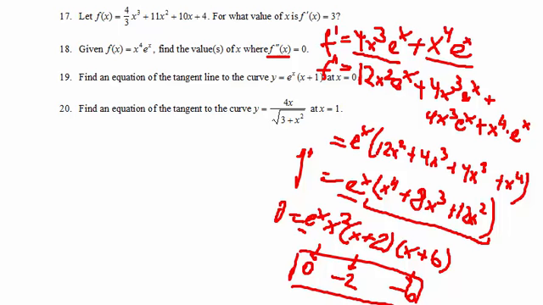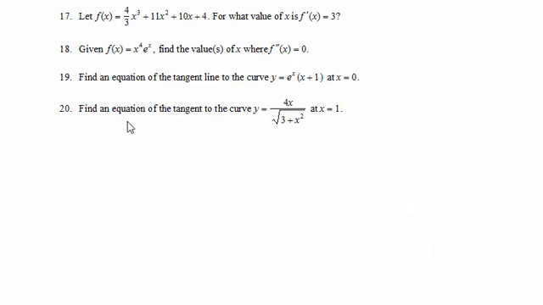Pushing right along, that was 18. Find an equation of the tangent line to the curve y equals e to the x times x plus 1 at x equals 0. This can be a simple problem if you just find first the point, right? So why not find the y coordinate of this point? What is the y coordinate of this function for x equals 0? e to the 0 is 1, 0 plus 1 is 1, 1 times 1 is 1, so it's (0, 1).